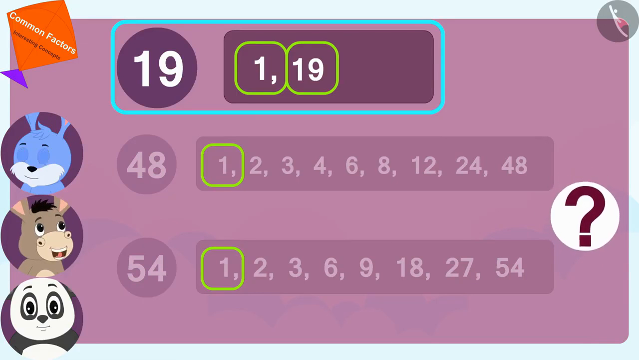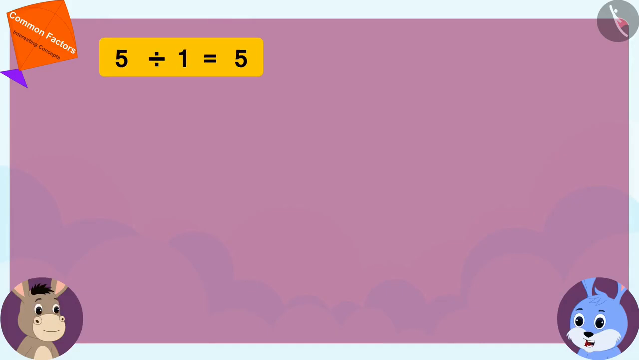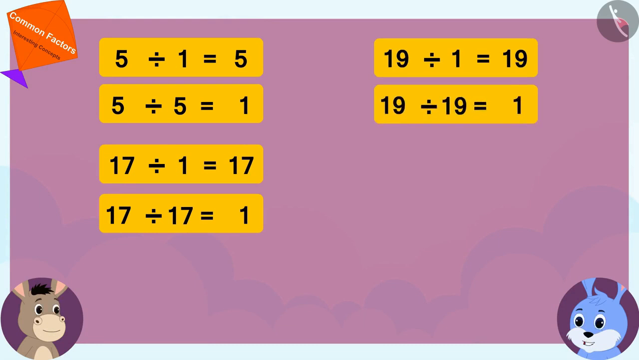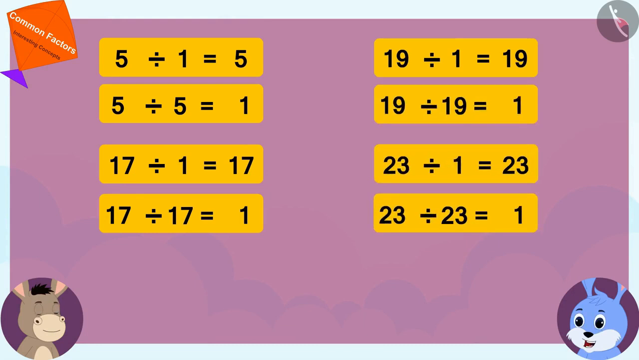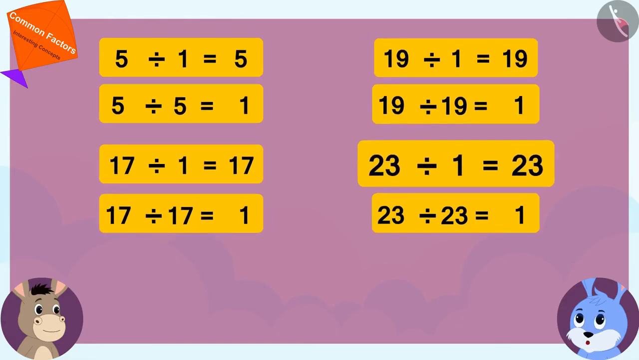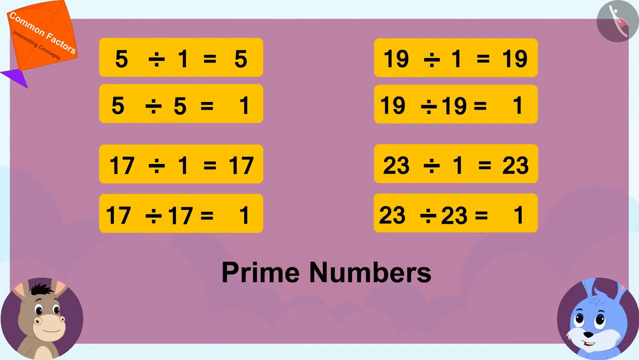Bhola asked Bunny. There are many numbers like 19, which we can only divide by 1 and that number itself. We call such numbers prime numbers. And because these numbers can only be divided by 1 and that number itself, they have only 2 factors. Bunny explained to Bhola.